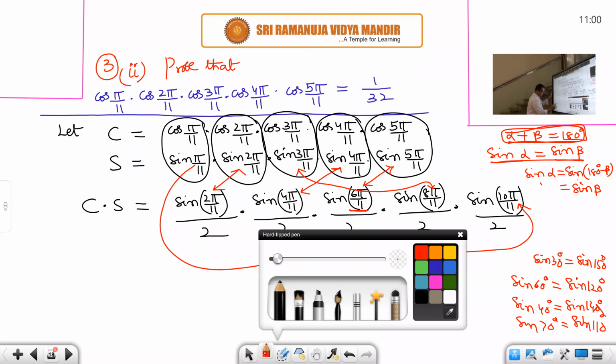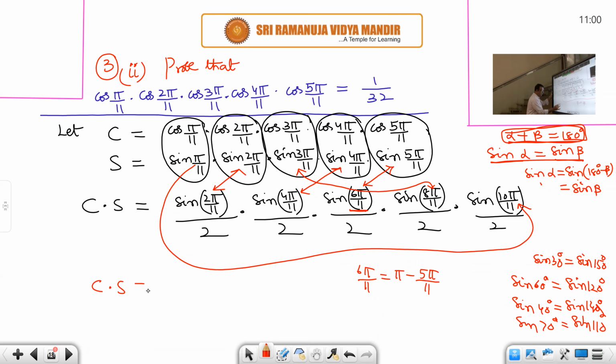So therefore, this simplifies to what? C into S is equal to what, Madhuri? S by 32, sir. S by 2 power 5. So S can be cancelled out. So C is equal to 1 by 2 power 5, that means 1 by 32. And that is what we have to prove. Okay. Right. The CS method is very useful here. Right. Next.